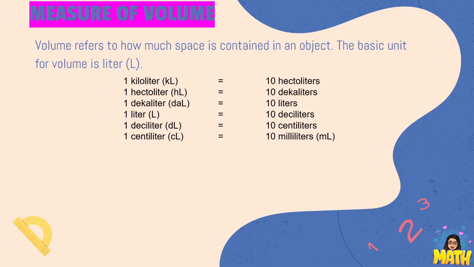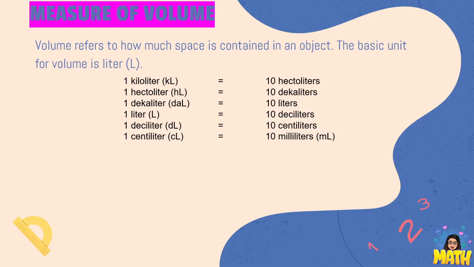1 kiloliter equals 10 hectoliters. 1 hectoliter equals 10 decaliters. 1 decaliter equals 10 liters. 1 liter equals 10 deciliters. 1 deciliter equals 10 centiliters. And 1 centiliter equals 10 milliliters.